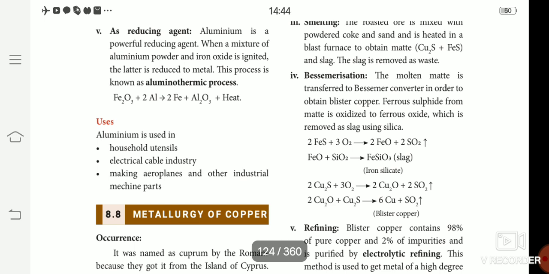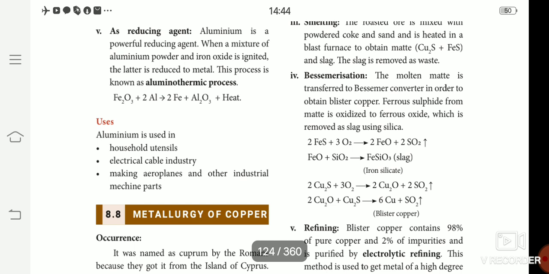So, balancing the equation: FeSiO3. The first reaction is iron sulfide reacting with oxygen to give iron oxide, then sulfur dioxide is evolved. Then iron oxide reacts with silicon dioxide. The product is iron silicate, which is the slag, with the formula FeSiO3.